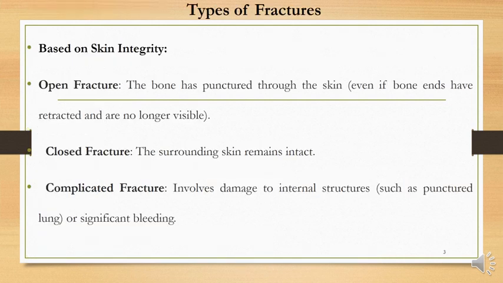Types of fracture. We have different types of fracture. Number one is based on skin integrity. We have the open fracture, where the bone has punctured through the skin, even if the bone ends are retracted and no longer visible. That is an example of an open fracture. Then a closed fracture, where the surrounding skin remains intact. And a complicated fracture involves damage to internal structures such as a punctured lung or significant bleeding.